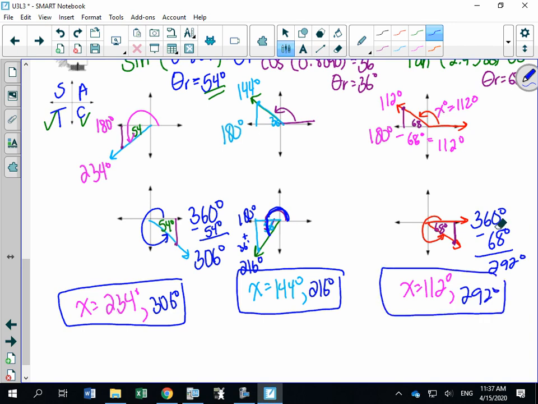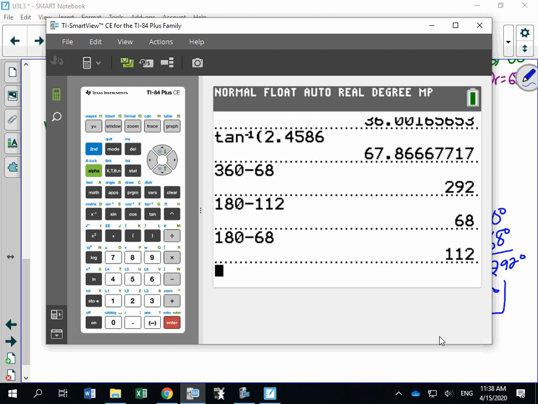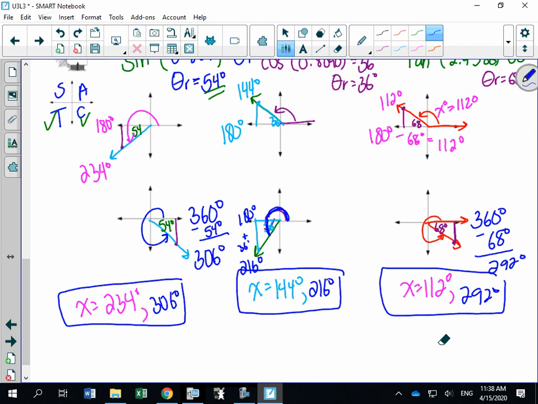I just want to double check that I did this one right. So 180 minus 112. Let me just double check that. Oh, sorry, 180 minus 68 it should be. 180 minus the reference angle of 68. Yeah, 112. Okay, those would be your solutions. We've got two more class examples.